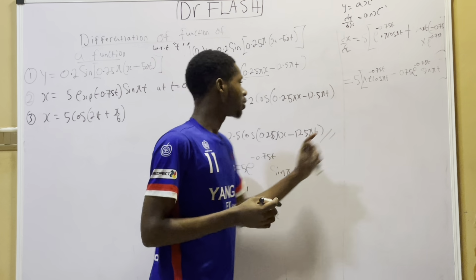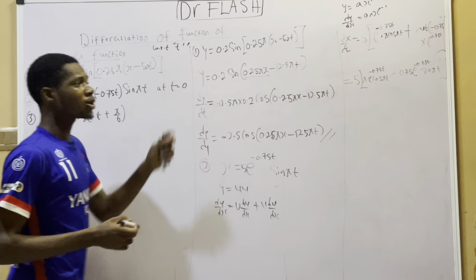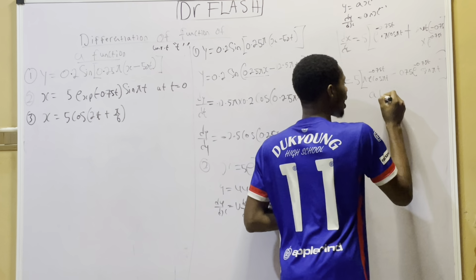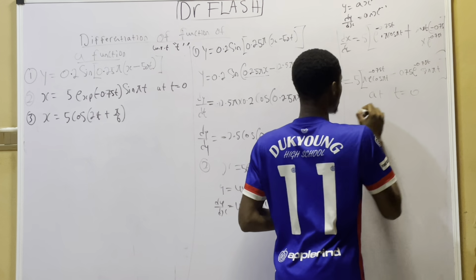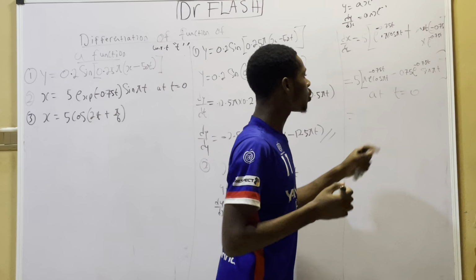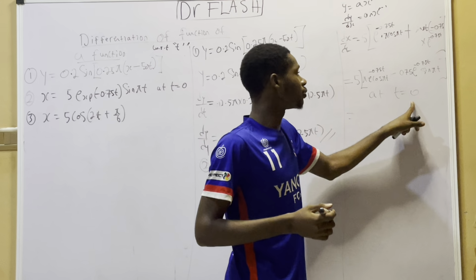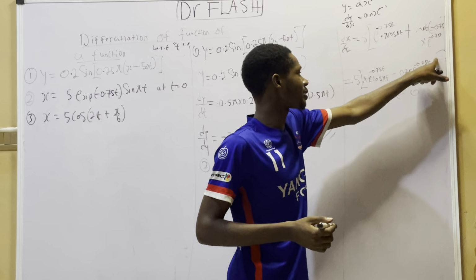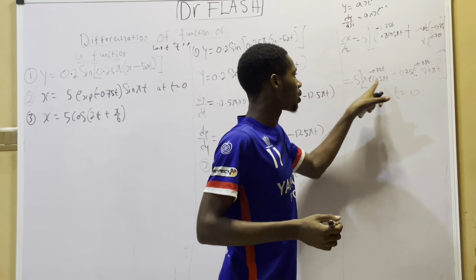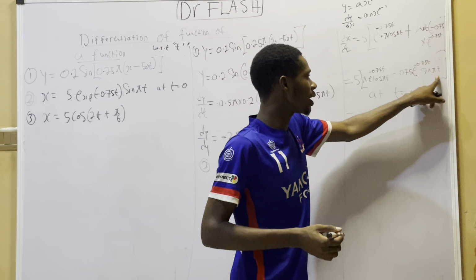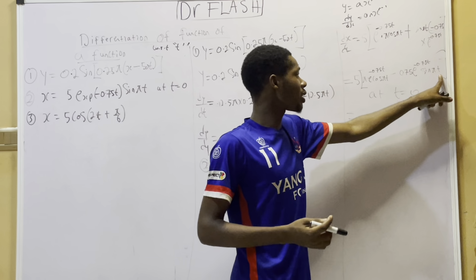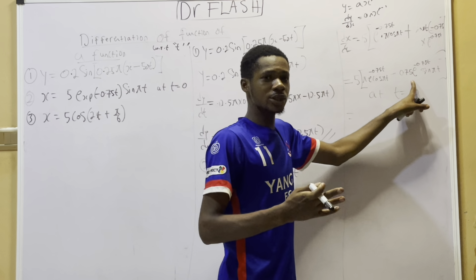Now we're done differentiating. Remember the question said at time t equal to 0. So I'm going to say at time t is equal to 0, anywhere we see t, we're going to replace it with 0. So if we put it here, we get exponential 0. Put it here, exponential 0. Put it here, cos 0. Put it here, sin 0. So sin 0 is what now? 0. So everything on this end equals 0, okay.